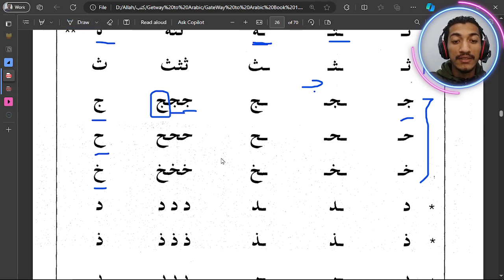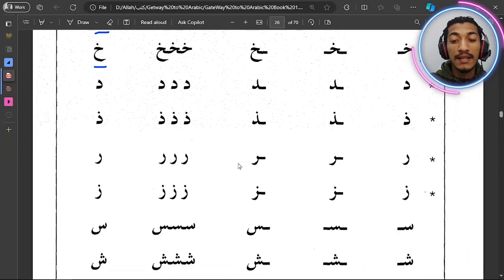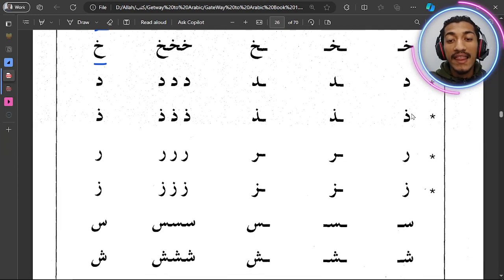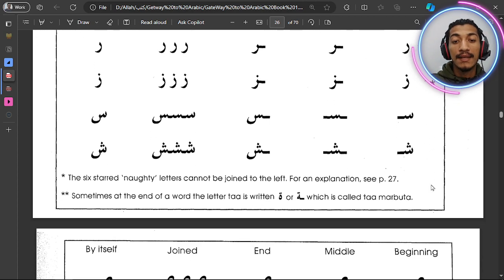Okay, now with the two sets of letters, we have Dal, Dal, Ra, Zay, and Alif. All of them have stars here, and we will talk about that inshallah in the next class. Let's go to a new set, which are Seen and Sheen.